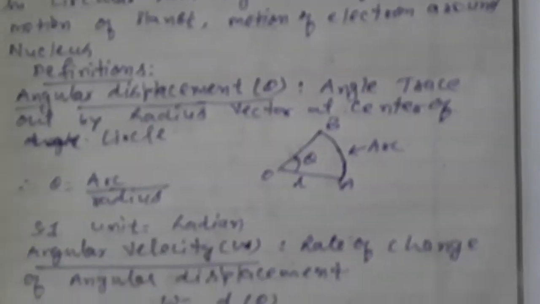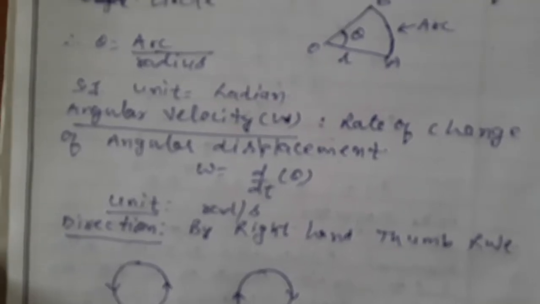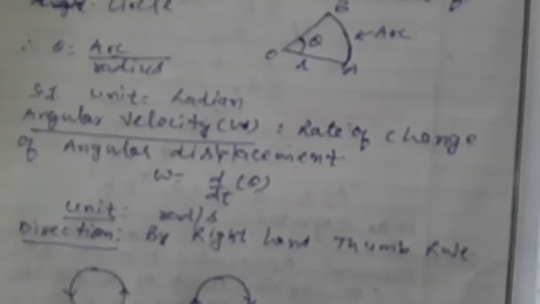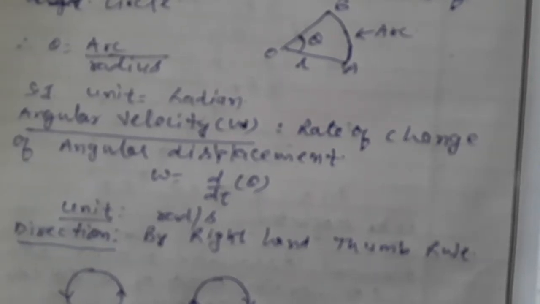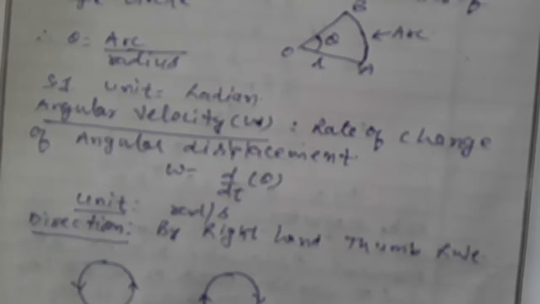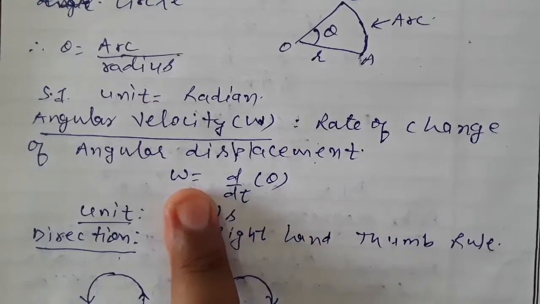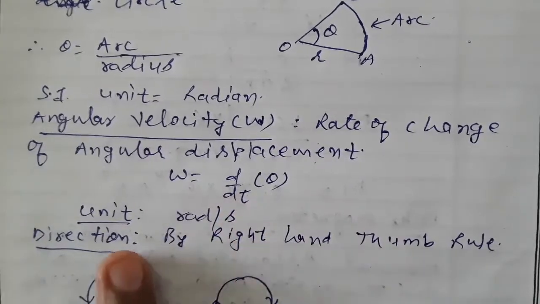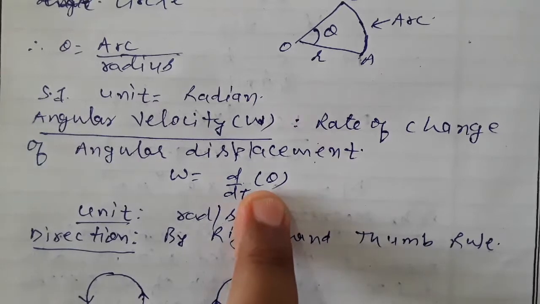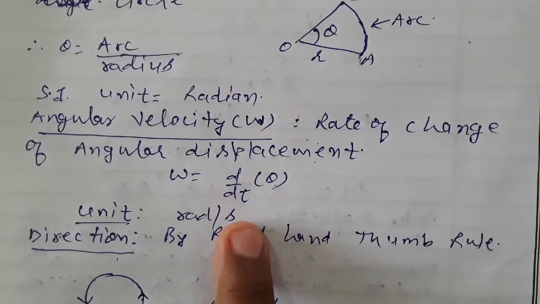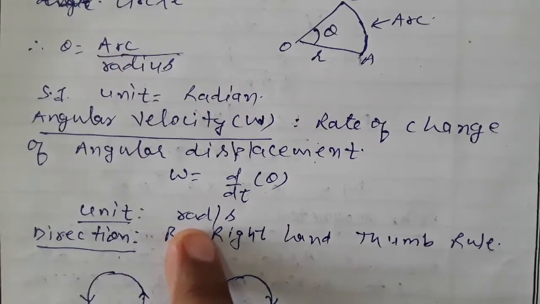Next definition is angular velocity, omega. We know the definition of velocity is the rate of change of displacement. So angular velocity is the rate of change of angular displacement. We can write omega equals d by dt of theta. Angular displacement is in radian and time is in second, so the unit will be radian per second.